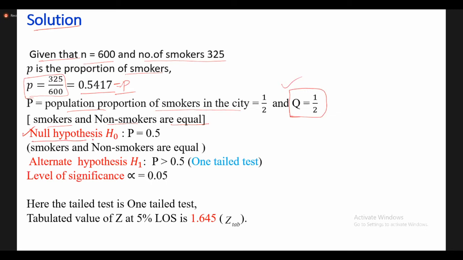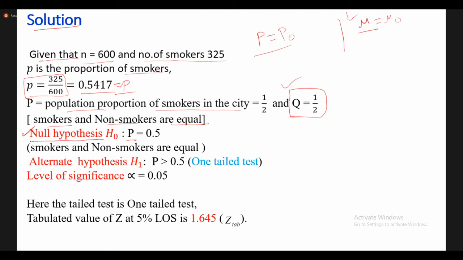The null hypothesis H naught: here we are discussing the population proportion. Previously, we discussed the population mean. Population mean is denoted by mu, that is mu equals mu naught. That was about the mean. Now population proportions: capital P equals capital P naught. The population proportion is denoted by capital P.